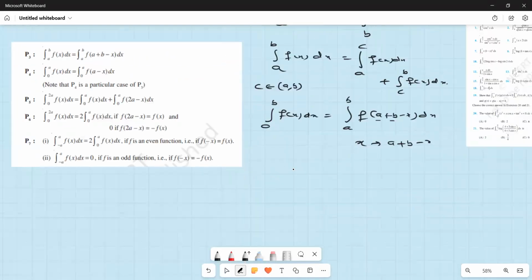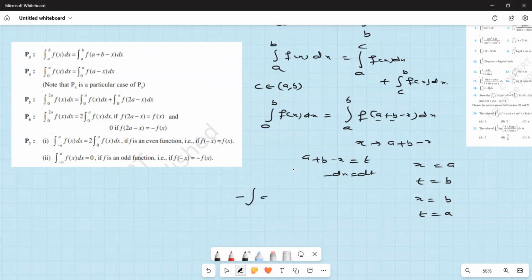If you want the proof of this, let us take a plus b minus x is equal to t. So when x is equal to a, then t is equal to b. And when x is equal to b, then t is equal to a. So I am getting minus dx is equal to dt, or dt is equal to minus dx. So I'll get minus of f(t) dt, and the limit is b to a, which is what?